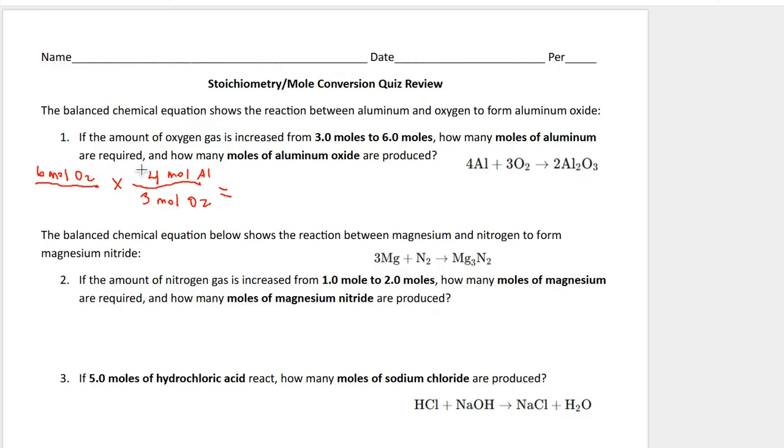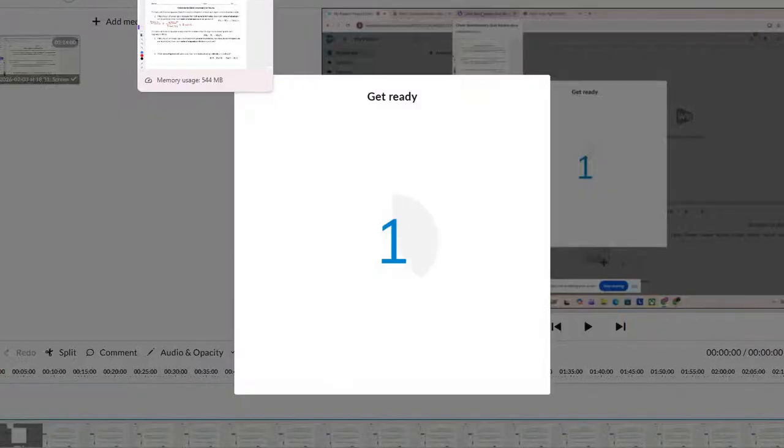And now it's just top times the top divided by the bottom. 6 times 4 is 24. 24 divided by 3 is 8. It'll require 8 moles of aluminum. All right, so that's the difficult or right way to do it. Now let me set it up and I'll do the easy shortcut.